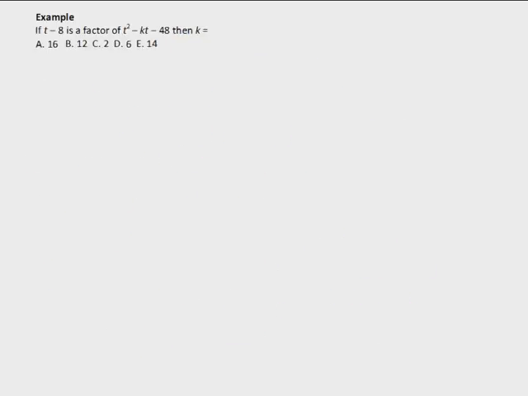If t minus 8 is a factor of t squared minus kt minus 48, then k is equal to... So here the variable is t and k is a fixed number which I have to find. And they've told me that t minus 8 is a factor. Recall how we factored quadratic expressions. We look for two numbers whose sum is the coefficient of t, which is minus k, and whose product is the constant, which is minus 48.